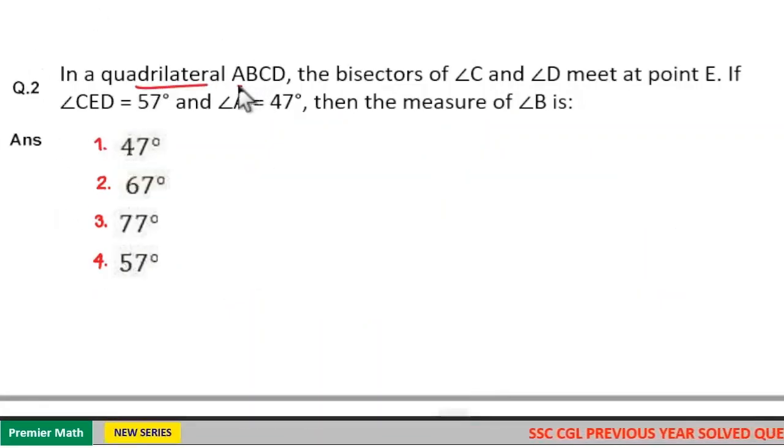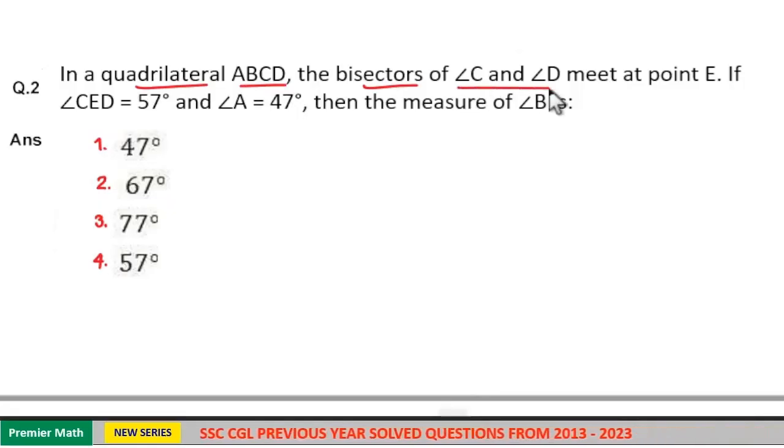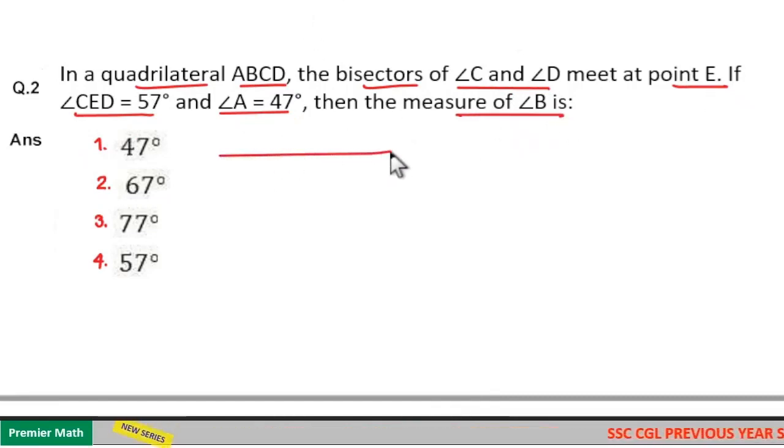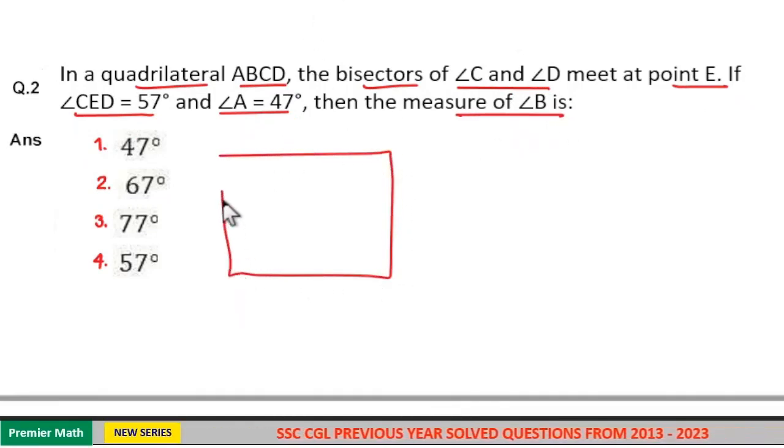In the quadrilateral ABCD, bisectors of angle C and D meet at point E. If angle CED is 57, angle A is 47, then the measure of angle B is. Here, this is quadrilateral ABCD.